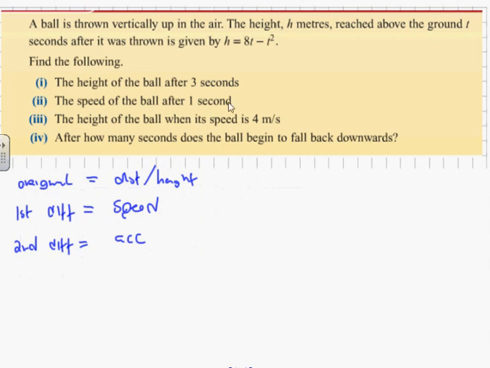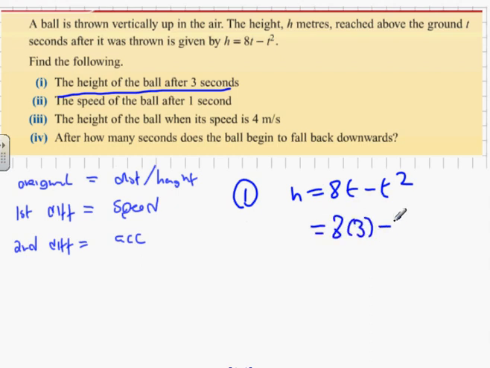Okay? Now, it wants me to find the height of the ball after 3 seconds. Any ideas how to do that? The height is given by 8 times the time minus the time squared. So you can replace t with 3 if you want. And what you'll get is 24 minus 9, which is 15 meters.